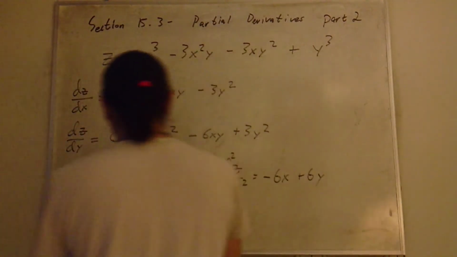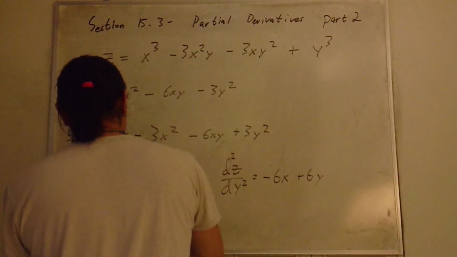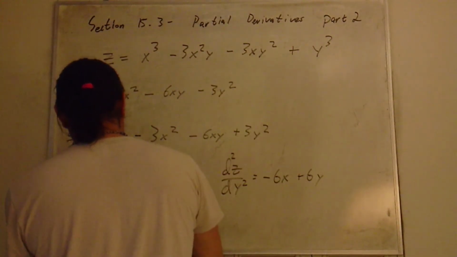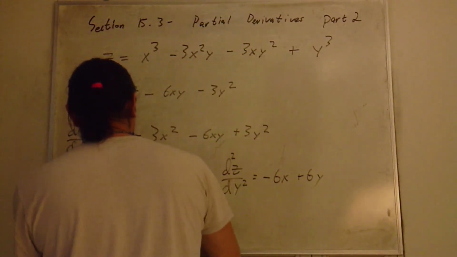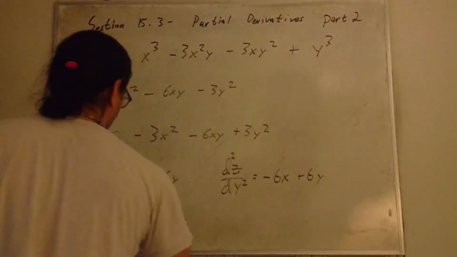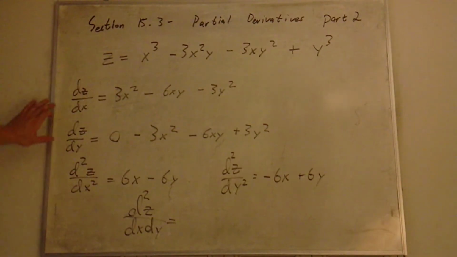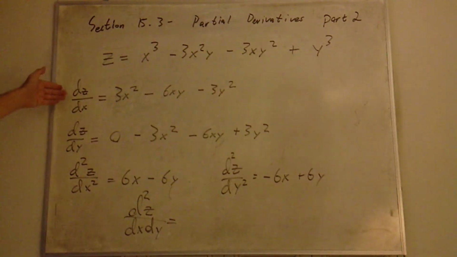And the mixed partial, second derivative of z with respect to x and y, you can get this in either of two ways. You can start here and do a derivative with respect to y, or you can start here and do a derivative with respect to x. I'm going to do them both to make sure I've been doing this right.